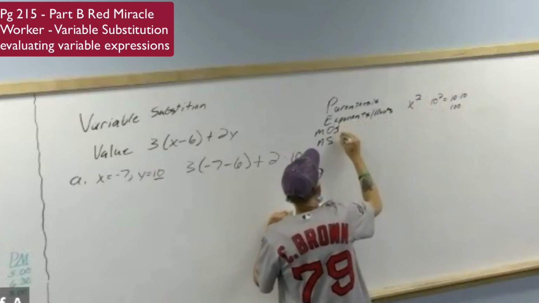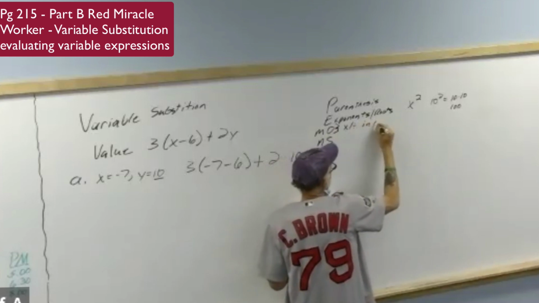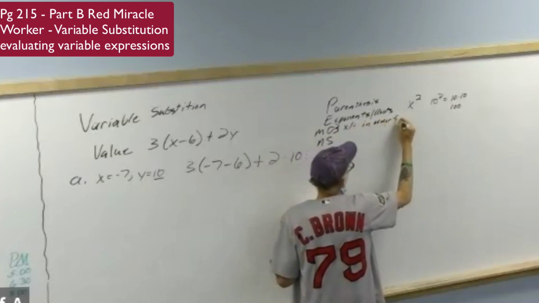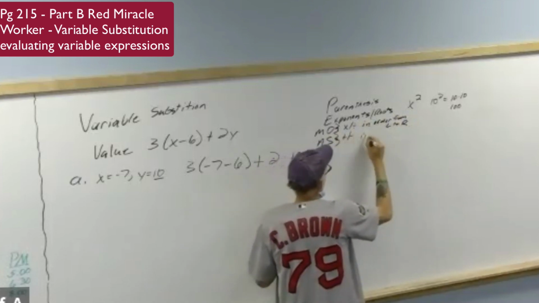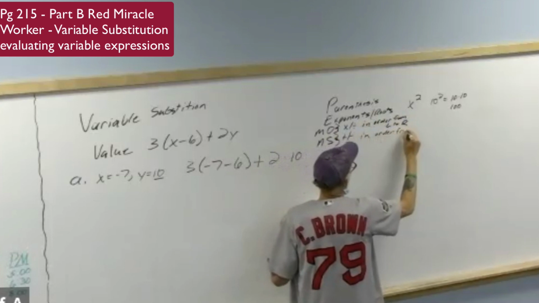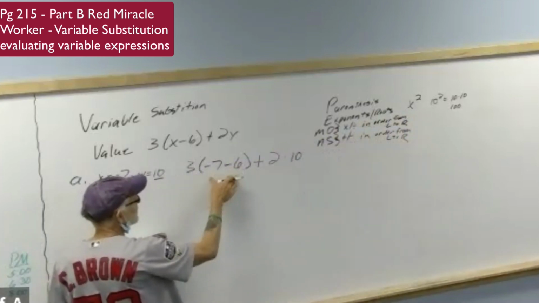After I'm done with the parentheses and exponents, I do multiplies and divides. And I don't multiply and then divide. I multiply and divide in order from left to right. Okay? And add and subtract last. And again, I don't add and then subtract. I add and subtract in order from left to right. Okay? So I have to deal with these parentheses first.